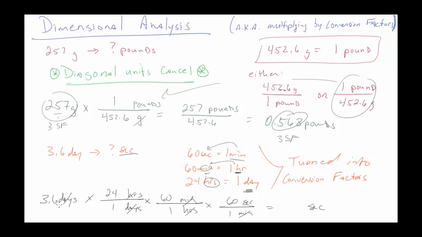Remember, with multiplying fractions, we multiply everything across the top, we multiply everything across the bottom, and then we divide, right? So 3.6 times 24 times 60 times 60, that's actually going to equal 311,040. But remember, we have to maintain significant figures. There was only 2 significant figures here, so we only want 2 significant figures here.